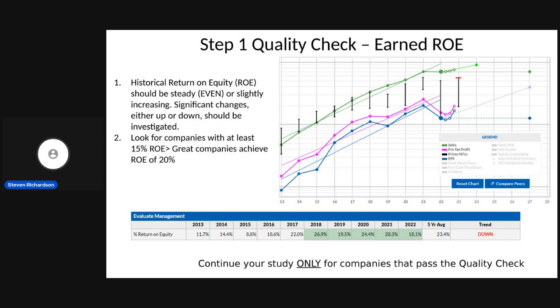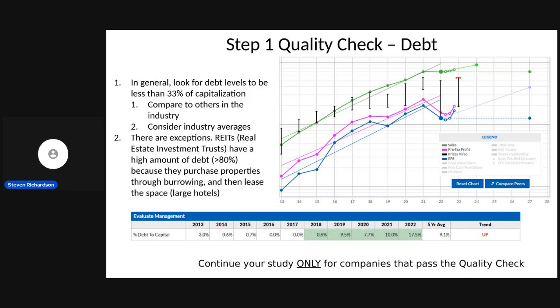And you're seeing I snipped this evaluate management return on equity. That is on the slide or on the screen for you to see. I just snipped it so you can see it in this presentation. A lot of data, a lot of great data.